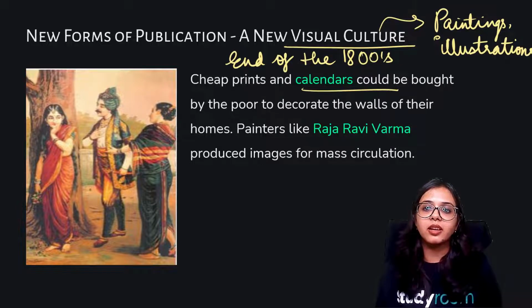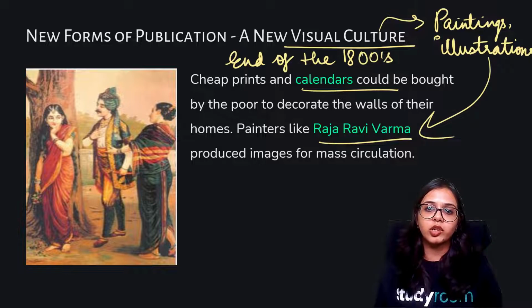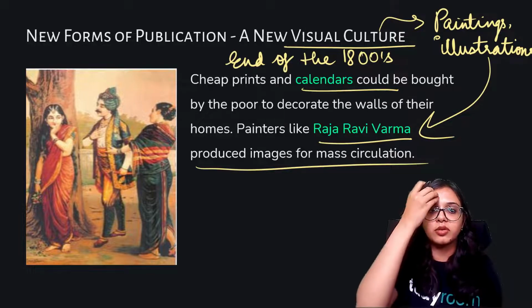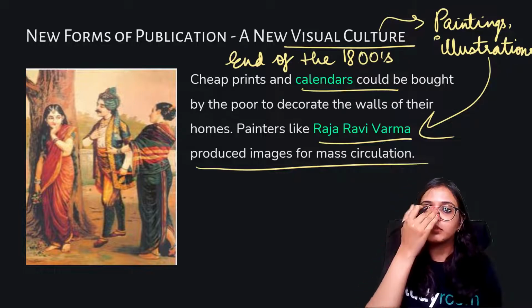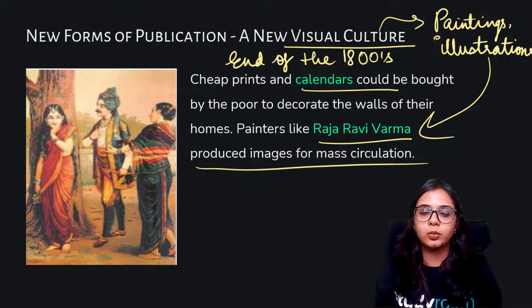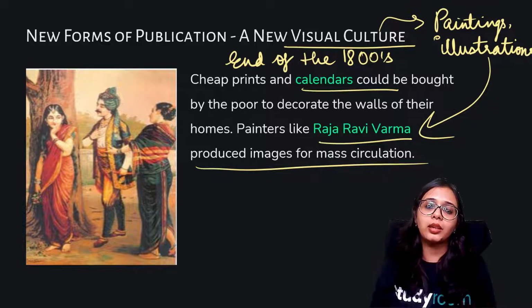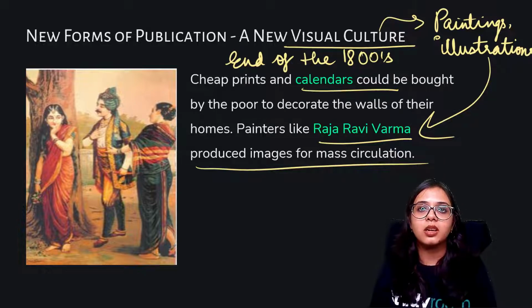Cheap prints and calendars would be bought by the poor to decorate the walls of their homes. Those almanacs, if you may remember, and painters such as Raja Ravi Verma produced paintings for mass circulation. You can see here an example of a painting. Why were cheap prints and calendars being printed? You can guess by now: so that different ideologies could be circulated, so that people could get a chance to earn, and so that they could be sold for less money.